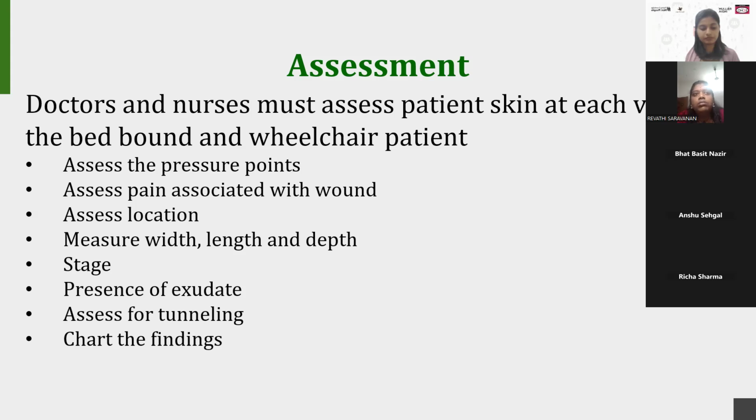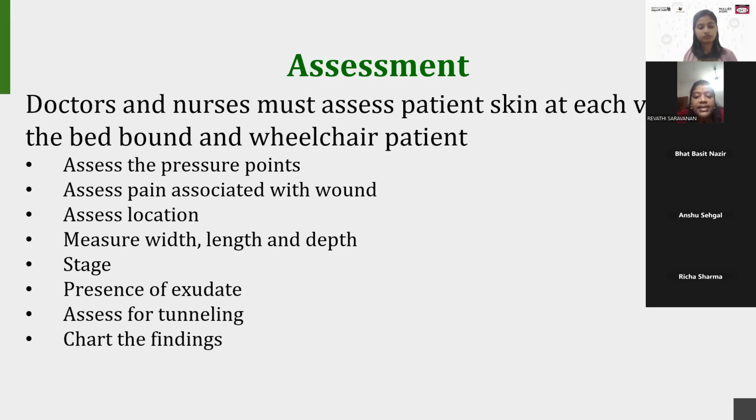Okay, so such assessments you have to do first. Then you have to assess the pressure points. In the previous slides, we have seen side lying position pressure points, prone position pressure points, and supine position pressure points, no? Bony prominence areas. So these bony prominence areas, you have to check first whether they are having pressure ulcer or not, whether they are having symptoms or not. As a nurse, you have to check first.